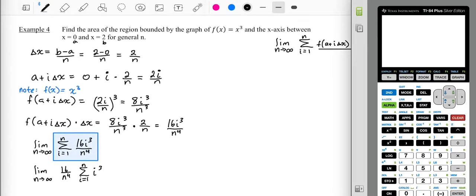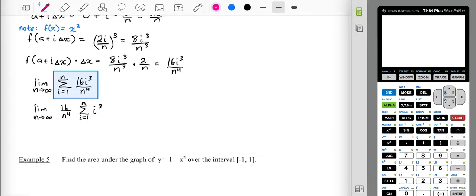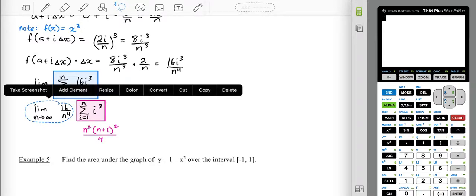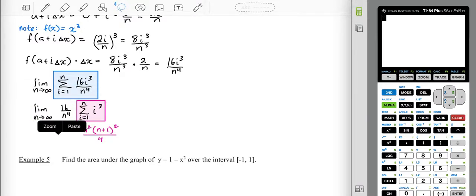Now what I want to do is make a substitution, and so that's going to be n squared times n plus 1 squared over 4. All right, just a few pages ago in the packet. So all this other stuff is going to stay put. But now we have the summation gone. That's great news.